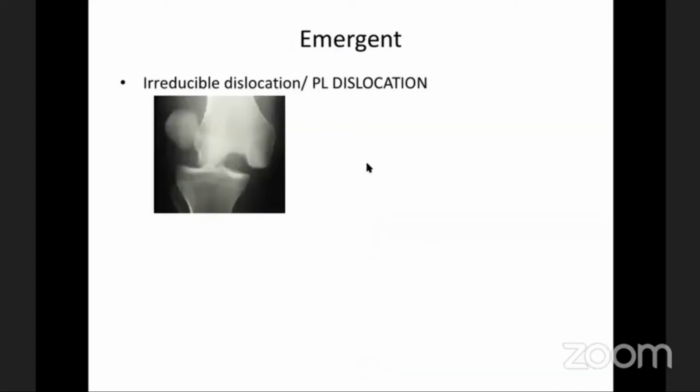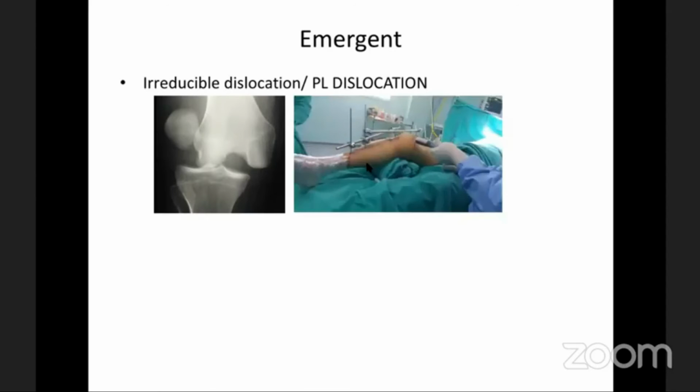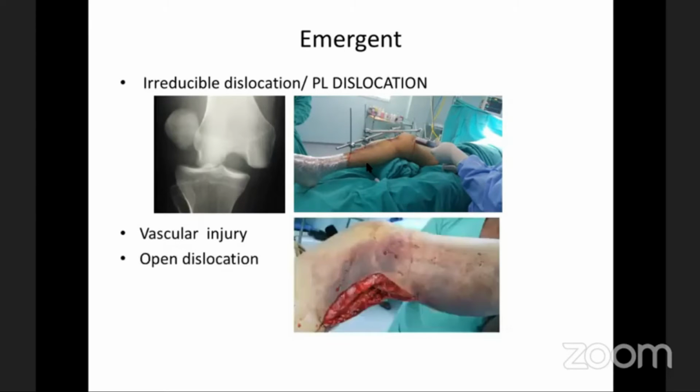This posterolateral dislocation is most of the time an irreducible dislocation, and it's very difficult to reduce, and when it gets reduced it's very difficult to keep in that position. Such a dislocation should be taken urgently to the OT, reduced, and the knee stabilized with the external fixator, and at the same time you can decompress the knee joint so that all the tissue gets decompressed. All the vascular injuries should be treated urgently. Open dislocation should be taken care of urgently.